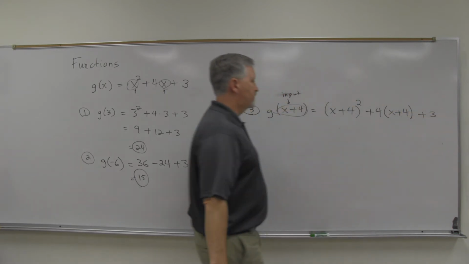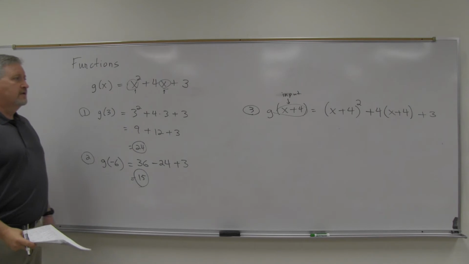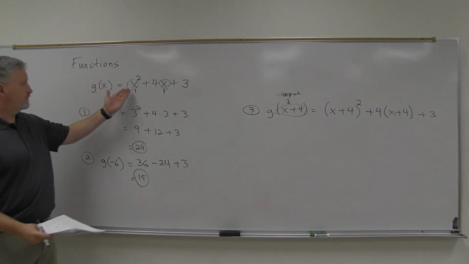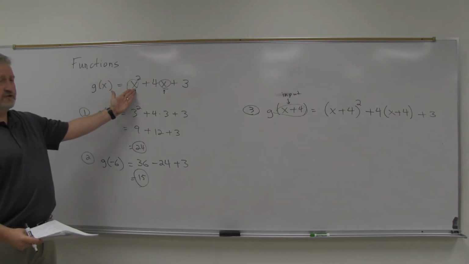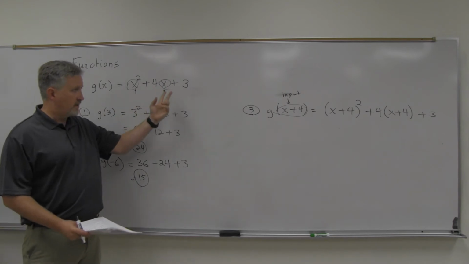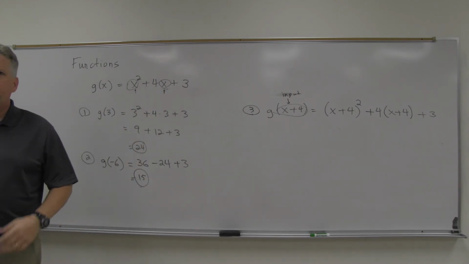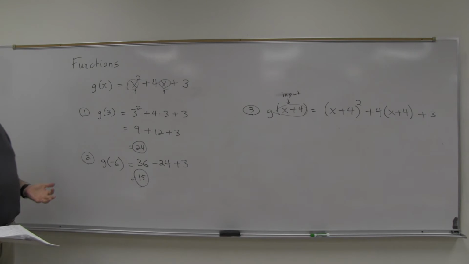So if we write it all out, isn't that what we've got? For x, I put in x plus 4. It's going to make x plus 4 squared, and then 4 times the x plus 4. Now, what they'll want us to do with that is simplify it.